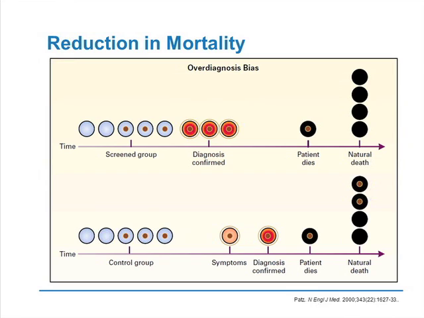In the control group, only one of those 3 cancers ever became symptomatic and was diagnosed, and that patient dies. The other 2 are never discovered. Their patients die of another cause, and so they never contribute to the survival data. So overall, improved survival in the screen group, but the same mortality.